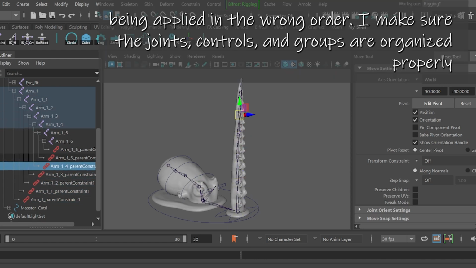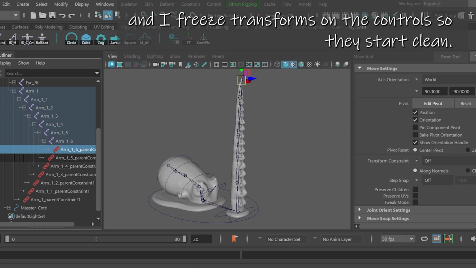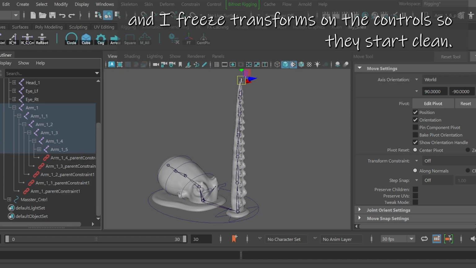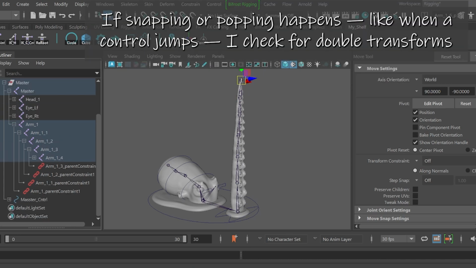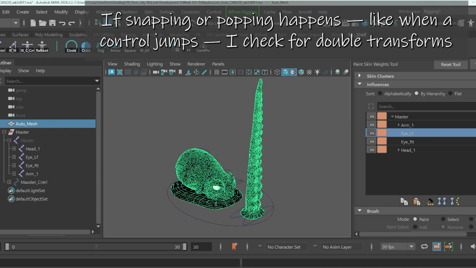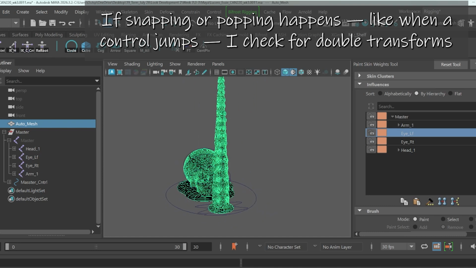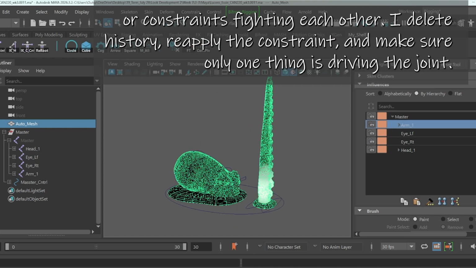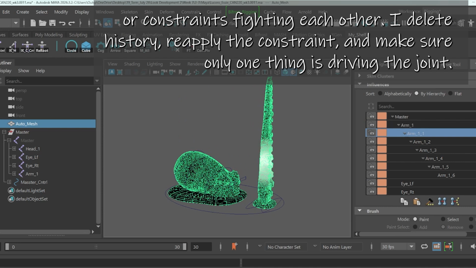I make sure the joints, controls, and groups are organized properly, and I freeze transforms on the controls so they start clean. If snapping or popping happens, like when a control jumps, I check for double transforms or constraints fighting each other. I delete history, reapply the constraints, and make sure only one thing is driving the joint.